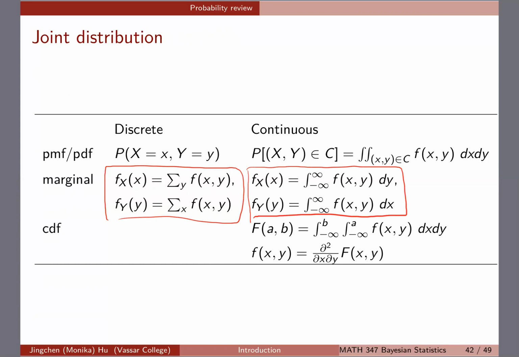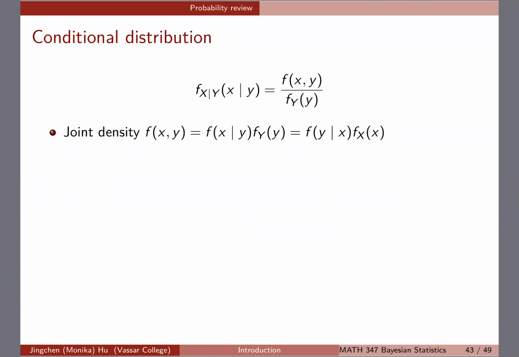Okay. So if you have, in this case, joint x and y, in order to get x, you sum over y for the discrete case, and for the continuous case, you integrate out y. So those are key, and pretty important throughout this course as well, this joint distribution. And then, of course, from there, we get conditional distribution.